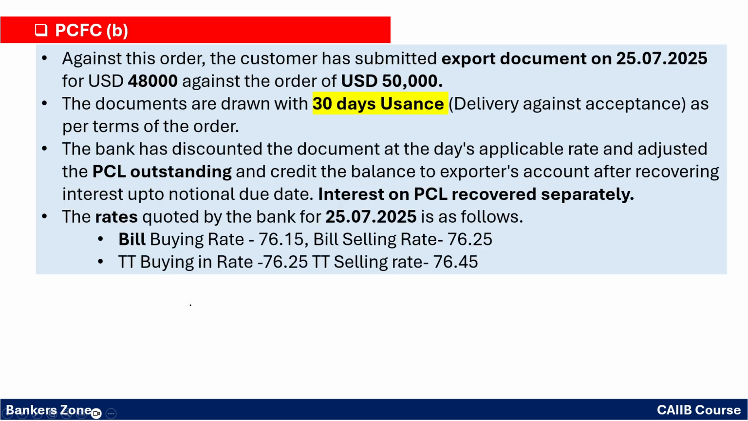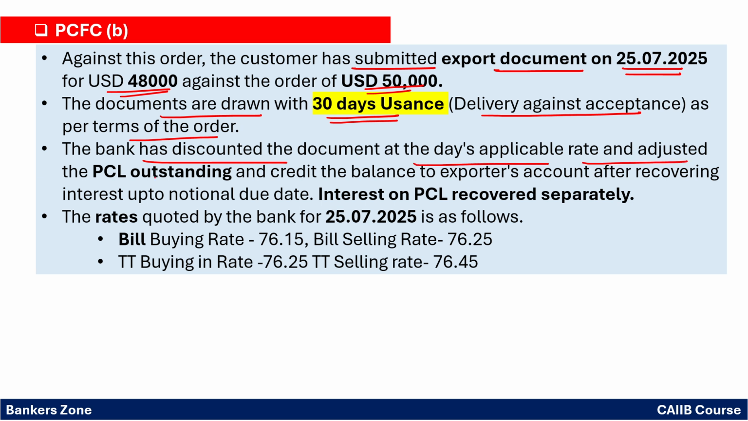Now see the next question. Against this order, the customer has submitted the export document on 25th of July for US dollar 48,000 against the order of 50,000. Documents are drawn with a 30 days usance period, that is, delivery against acceptance. As per the terms of the order, the bank has discounted the bill at the days applicable rate, adjusted at the PCL outstanding and the credit balance to the exporter's account after recovering the interest up to the notional due date. The interest on the PCL recovery will be done separately.